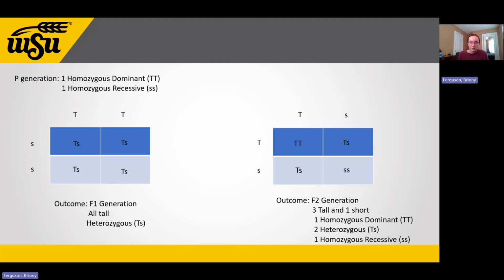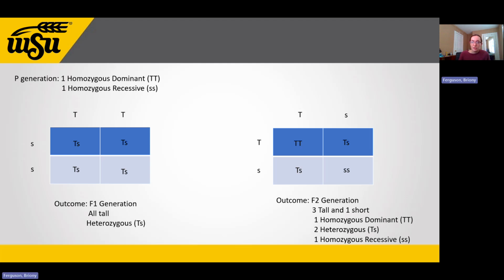This homozygous recessive is going to be short. So in terms of what we can actually see, 3 of them are going to be tall, 1 of them is going to be short. It's easier when you have things like this P generation over here, because everything is the same. So your G ratio is going to be 1. Oh, that's not what I wanted. It's going to be 1 to 0, because there is only one genotype present.